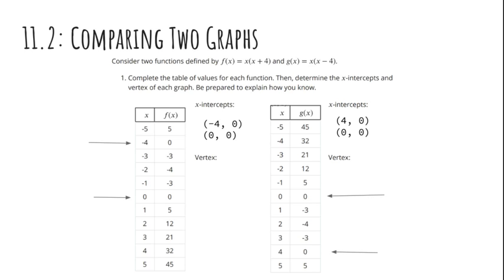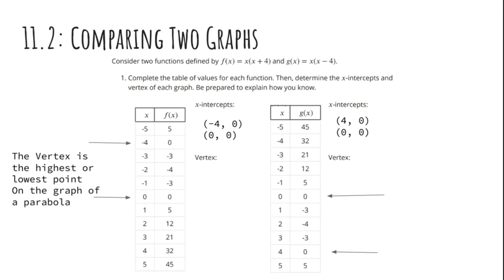But I know that the vertex is going to be the highest or lowest point of a parabola. So when I look at the values in this table, it appears that for f of x, the vertex was right there when the output is negative 4. For g of x, the vertex also has a low point at negative 4, but this time when x is 2. So we're going to need to know how to find the vertex for any parabola when given the function in factored form.